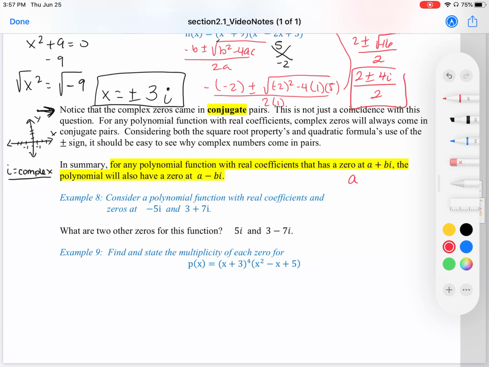So just to emphasize, same terms with a plus and again with a minus. That's what it means to be a conjugate. Same terms written once with a plus and once with a minus.